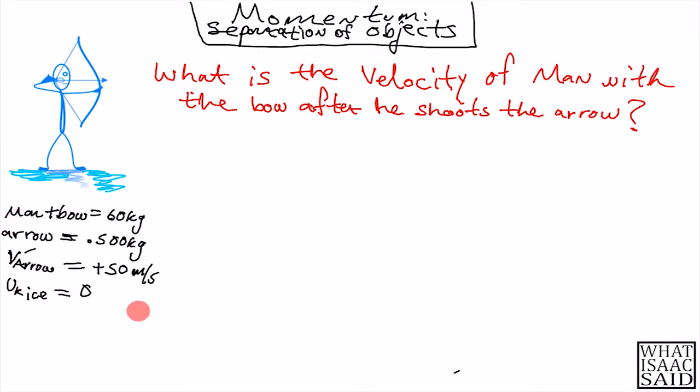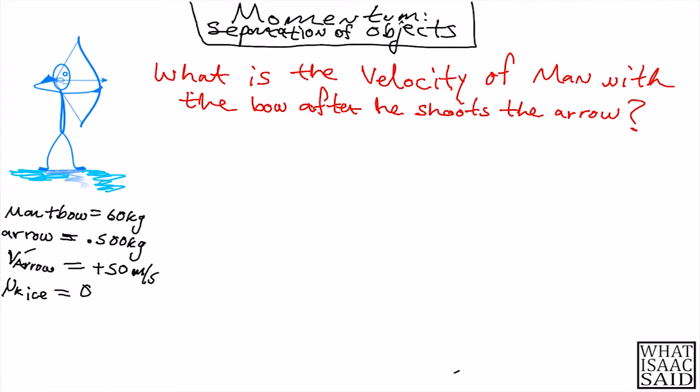So I've denoted some values down here and I'll go over them. The weight of the man plus the bow all combined is 60 kilograms. The weight of the arrow itself, just the arrow, is 0.500 kilograms. The velocity of the arrow after he shoots the arrow is 50 meters per second in the positive direction. The coefficient of friction, mu, I forgot to write that, is going to be 0 because we're just standing on ice, so we're going to pretend it's 0.